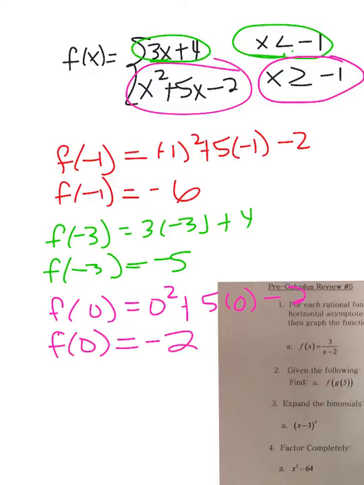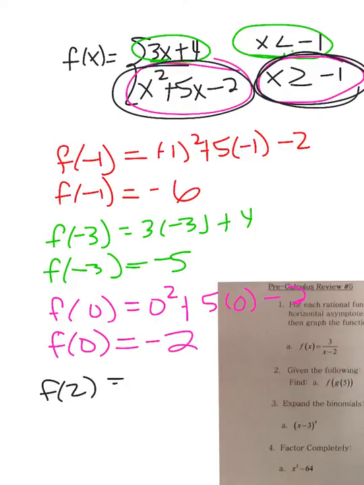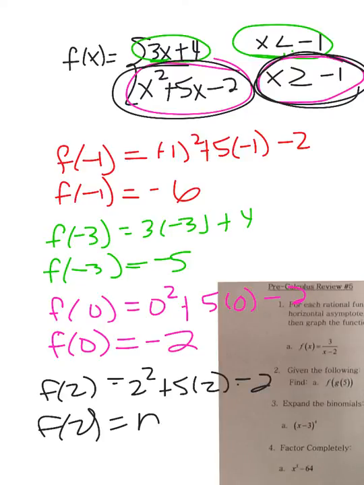And the last one is f of 2. So 2 is greater than -1. It'll fall in here, so it plugs into that one. So it's 2 squared plus 5 times 2 minus 2. And that comes out to be 12. So f of 2 is equal to 12.